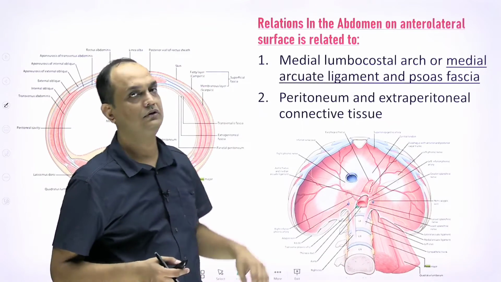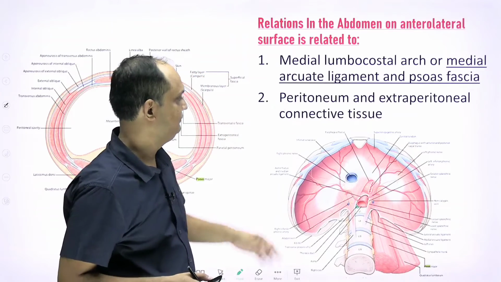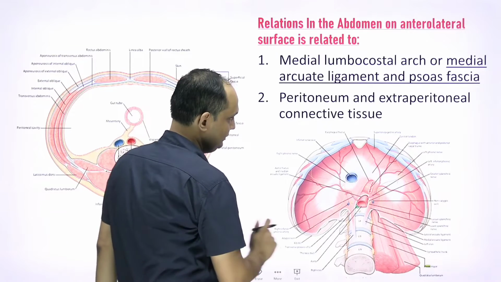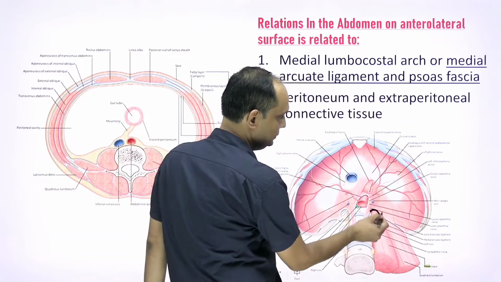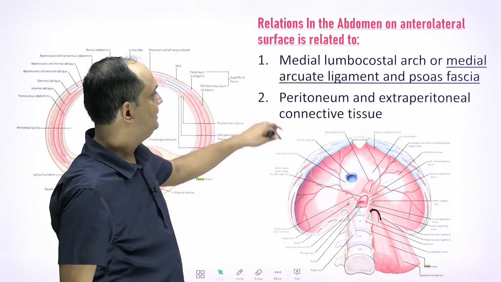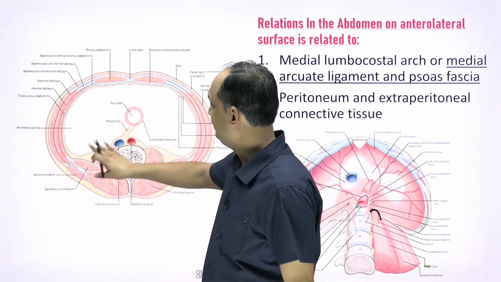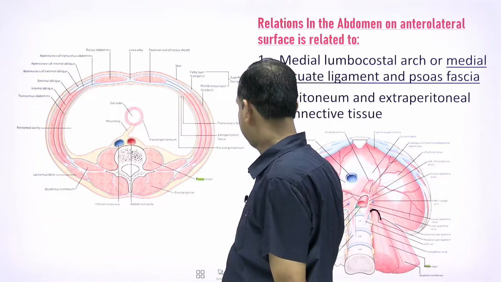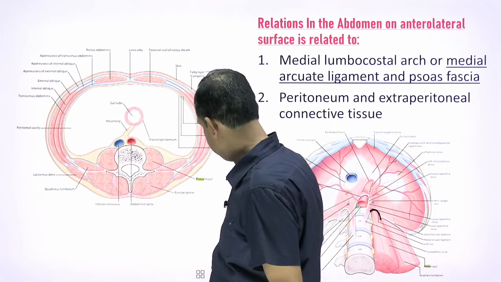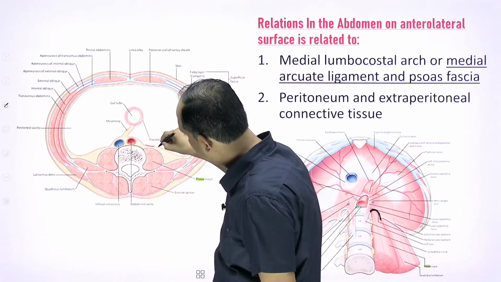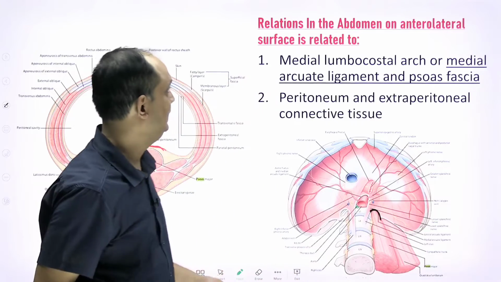So what are the relations on the anterolateral surface of psoas major? When you see the anterolateral surface, the first thing to understand is that the anterolateral surface in the upper part is covered by an arch of the diaphragm, which is known as the medial arcuate ligament. And when you go to the lower part, you will see that the whole area of the anterolateral surface is covered by the peritoneum. So here you can see that this is the peritoneum, and this peritoneum is covering the anterolateral surface here and here also. Clear?